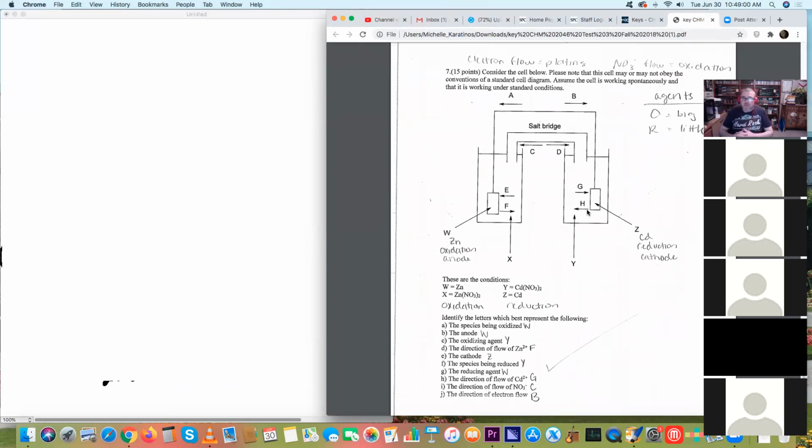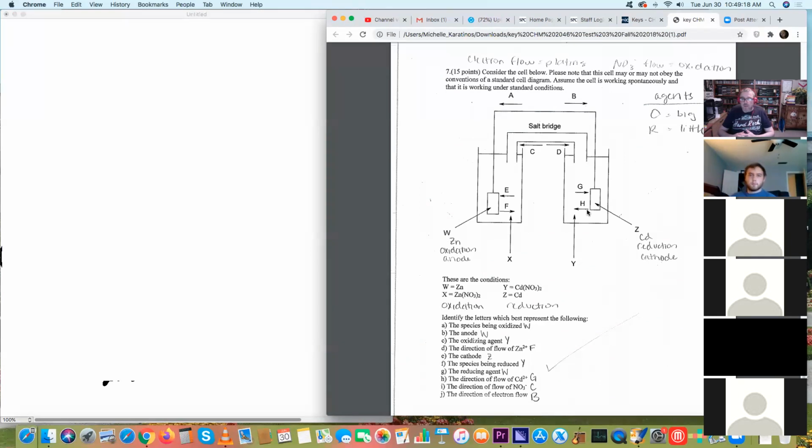All right. So the idea here is you've got this setup, and what varies is W, X, Y, and Z. This is actually pretty similar to what you'd be doing on the test as well. The W here is a metal bar that is immersed in a solution of an ion of that metal. So zinc in this case, and then zinc 2+ will be the X solution, an aqueous solution. Y is cadmium 2+, and Z is cadmium metal itself in a solution of cadmium 2+.